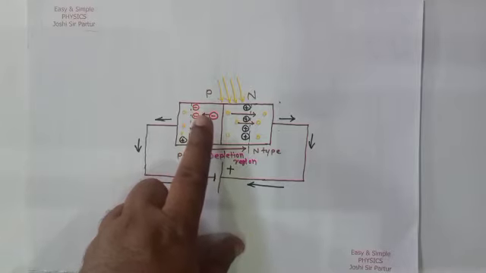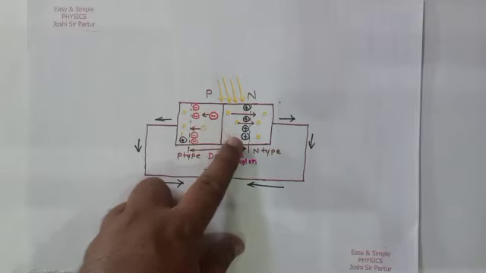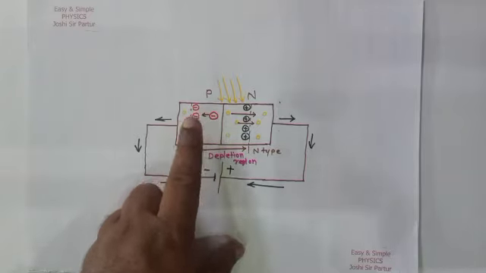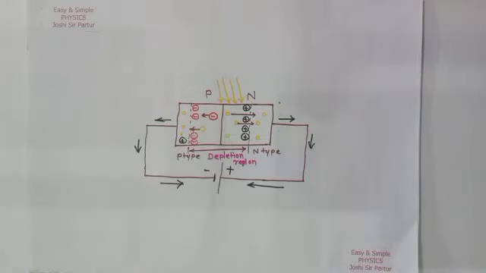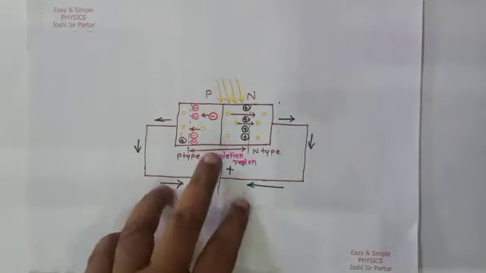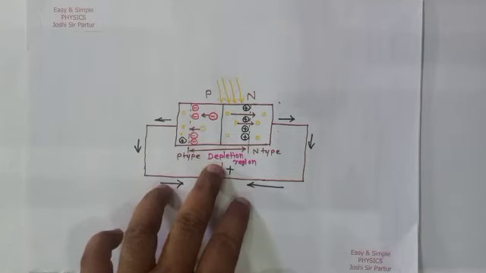So reverse current depends on the concentration of minority carriers. It does not depend on applied voltage. So reverse current in photodiode depends on concentration of minority carriers, not on applied voltage, and such current is called dark current in photodiode.